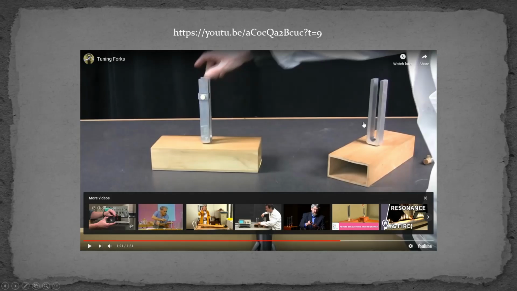This is known as sympathetic vibration when they have the same natural frequency, and an oscillation in one creates an oscillation in the other. That's what I mean by sympathetic. That only happens when they have the same properties.